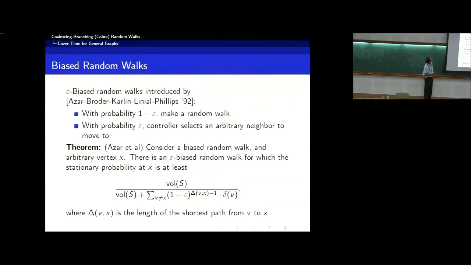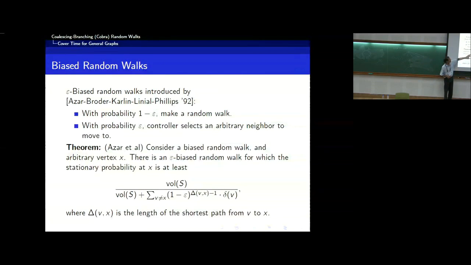So there is a very nice result due to Azar, Broder, Karlin, Linial, and Phillips from '92, which looks at these kinds of walks where it's like a standard random walk. In each step, with 1 minus epsilon probability, it does exactly what you would do for a standard random walk. But with epsilon probability, some controller who wants to achieve something decides to make the move.